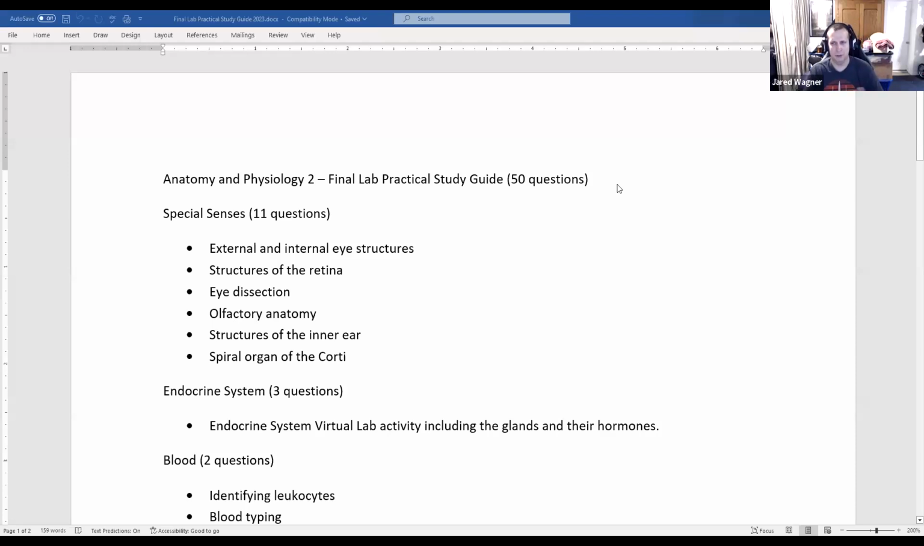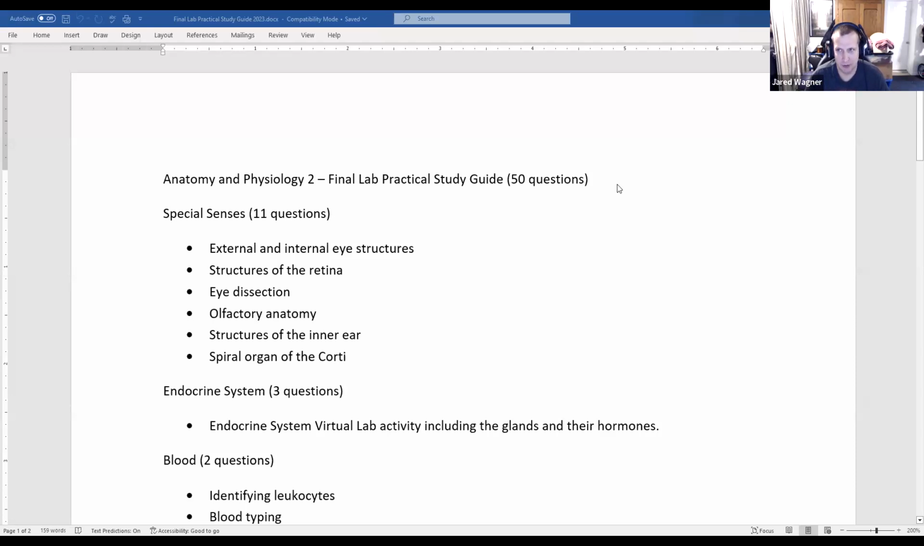Take a look. There we go. All right, so here we see the printed study guide. Remember, your final lab practical is 50 questions. It is multiple choice. It is Scantron. The hardest part of this test is going to be literally making sure you're filling in the right bubble on the right number, because it is a Scantron.